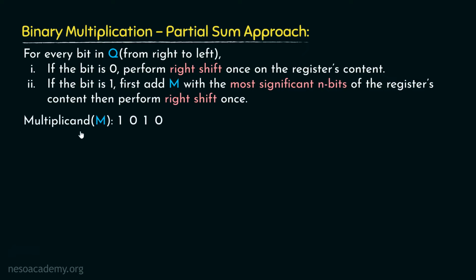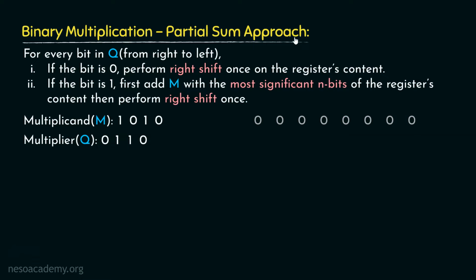Say the multiplicand we are choosing is 1010 like the previous one only. Similarly, we are choosing the multiplier, that is q, as 0110. Now coming to the register, it will be of 8 bits because both the multiplicand and the multiplier are of 4 bits each. So 4 plus 4, that is 8. And initially, these are supposed to be cleared with zeros.